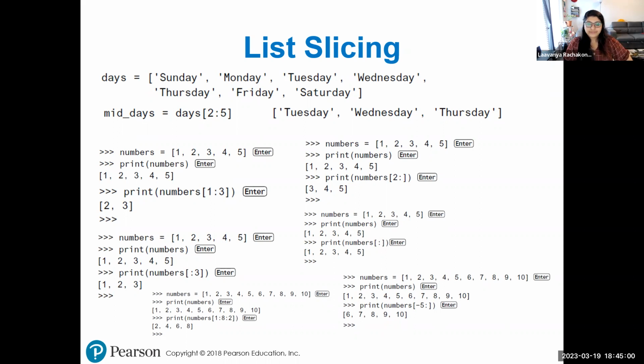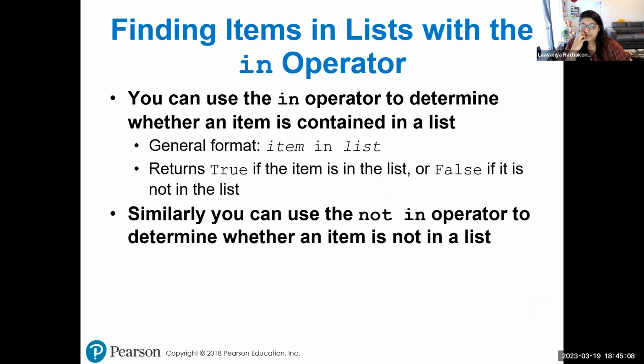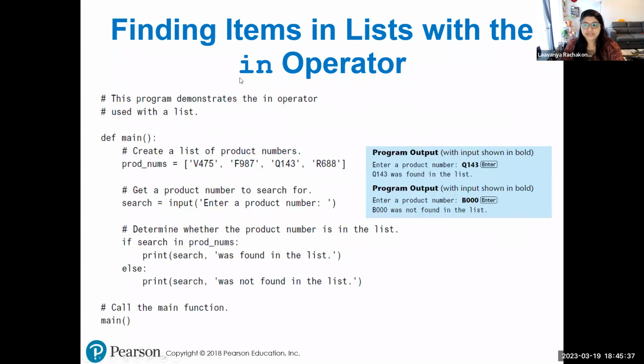Hope that is clear. Now the next concept is how to find the elements of the list by using the in operator. You can check if a particular element is in your list or not by using the in operator. So item in list will return true if this item is present in your list. Otherwise, it will return false if this item is not in your list. Similarly, you can always use the not in operator. We do know how not works. It will just negate whatever your output is. We'll see some examples here.